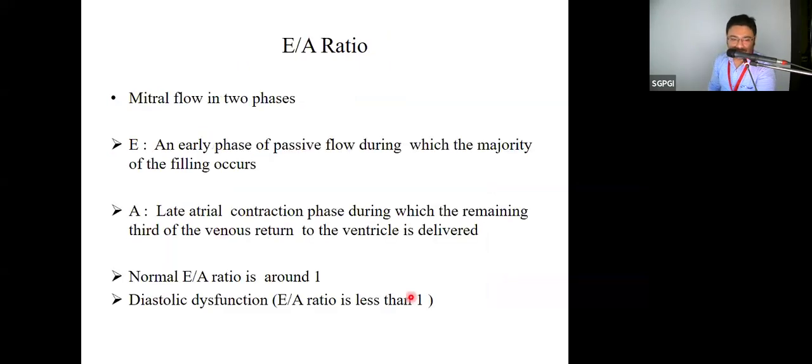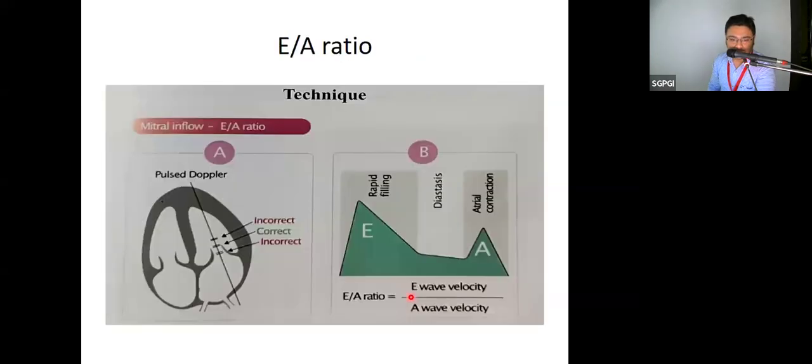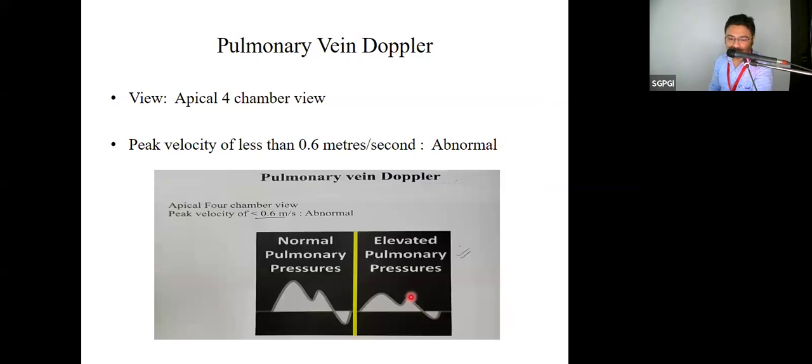So E by A ratio, I have already spoken about. So this is about the E by A ratio. Normally E should be more than A. If E is less than A, then that will mean ventricular dysfunction. And this is about the pulmonary vein Doppler. Usually it is taken in the apical four chamber view. Less than 0.6 meters per second is abnormal.